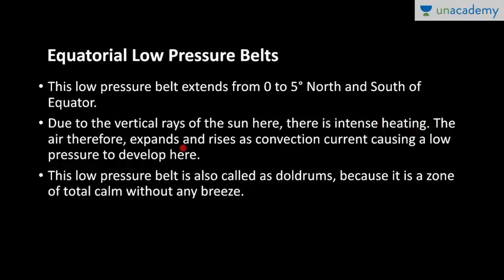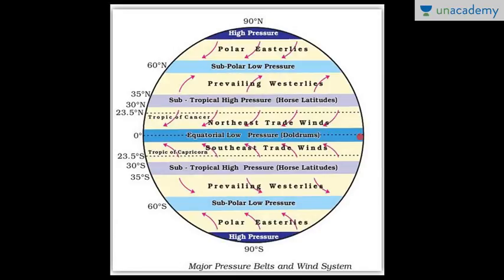And that is why the air expands, it rises, and that leads to low pressure developing here. You can see it here, the warm air will rise, it will expand, right? And that is why there is low pressure at the surface. Now this warm air, when it expands, reaches the troposphere, it descends at 30 to 35 degree latitude, that is the subtropical high pressure belt.